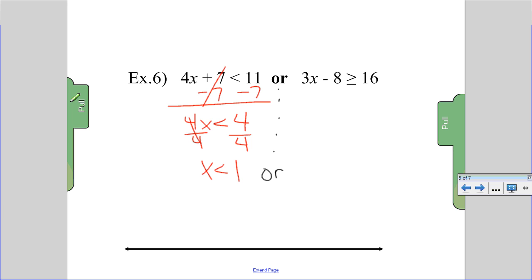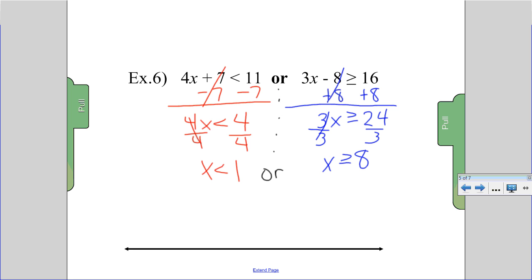So basically, guys, I kind of put blinders on. I only focus on the inequality on the left-hand side and I solve that. I didn't jump over the OR, focus on this inequality on the right-hand side, and solve it all on its own. So I'm going to add 8 to each side. I get 3x is greater than or equal to 24. How do we finish that up? Divide by 3. The nice thing about this one, ladies and gentlemen, is there was no reversing of the inequality. There were no negatives.